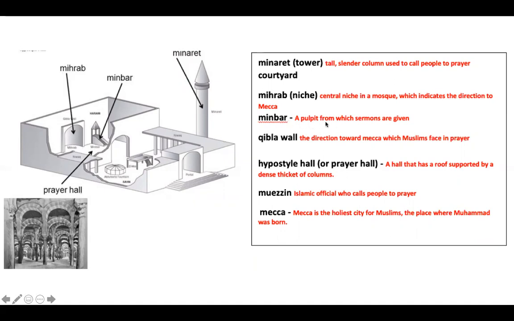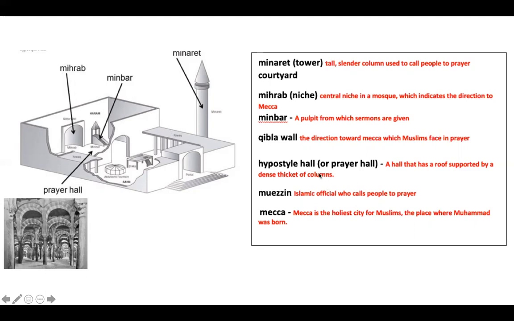The minbar is a pulpit from which sermons are given. So that's what whoever's giving the sermon would be standing on. The qibla wall, again, shows the direction toward Mecca, which Muslims face in prayer. So this would be the qibla wall. Oh yeah, it says it right there, qibla wall.